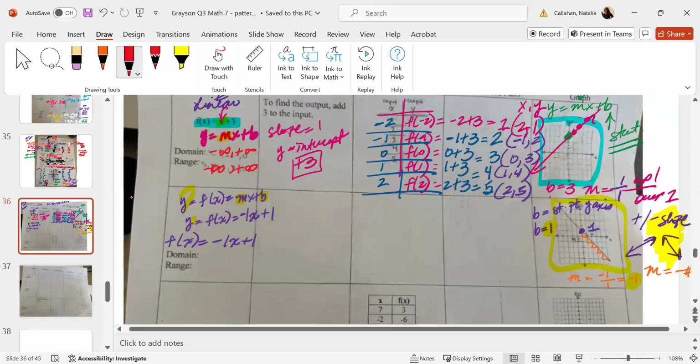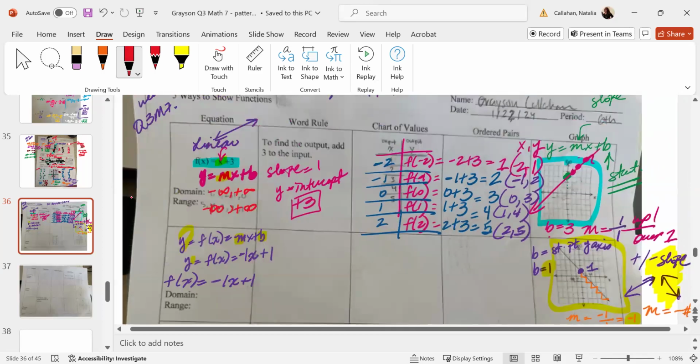Now that I have this equation here, to find the output, what is the word rule? You will just say, that's the input, correct? Output, which is y, is equal to a negative input, which is x, plus 1. Do you see that? You just read it. F of x is output, which is y, equals negative x, negative input, plus 1. Do you see that?